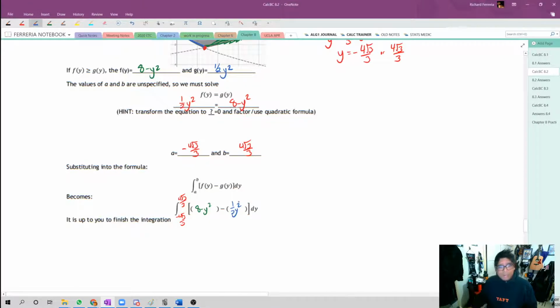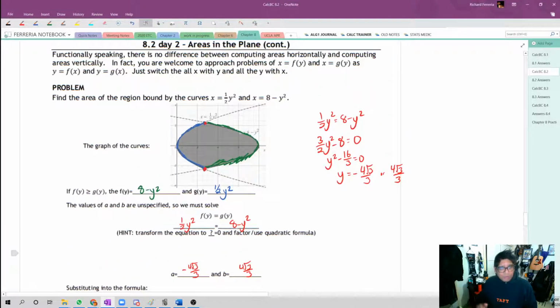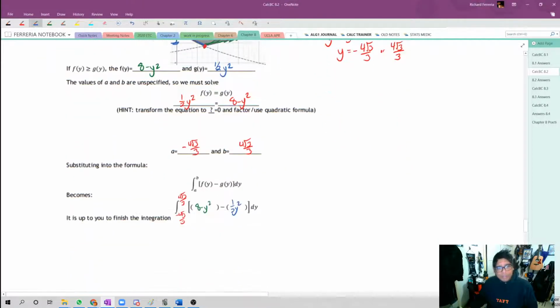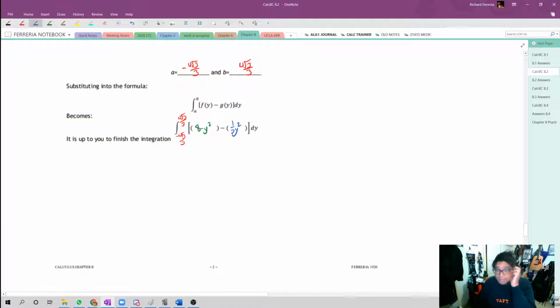One of the things that might help us make this easier to integrate is if we notice that the area from the bottom half is exactly the same as the area on the top half. So what I'm going to do is cut in half and double. What that means is I'm going to double the integral, but I'm going to cut the interval into just the positive half, 0 to 4 root 3 over 3.